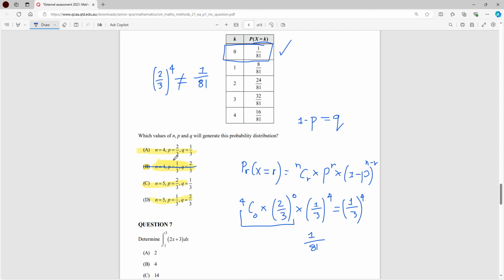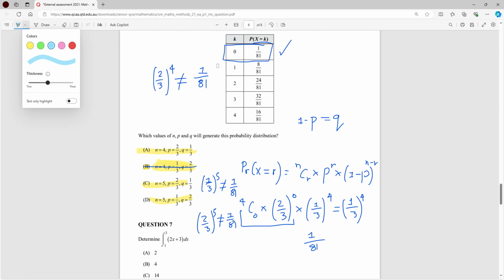Now here, I have to work out, what is 1 on 3 to the power of 5? And I know that won't be equal to 1 on 81, okay? And same here, 2 on 3 to the power of 5, that will not be equal to 1 on 81, okay? So how I answered this question here is I chose a very important term in this table.